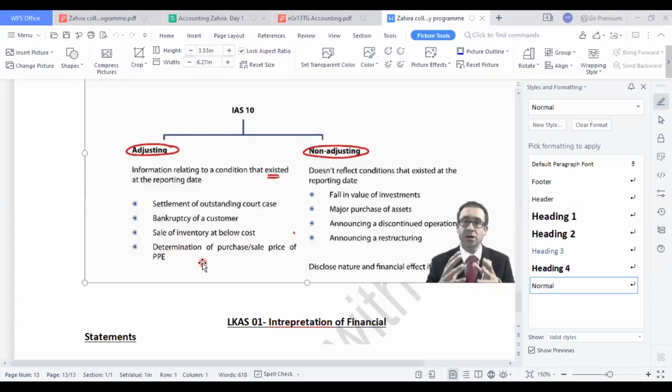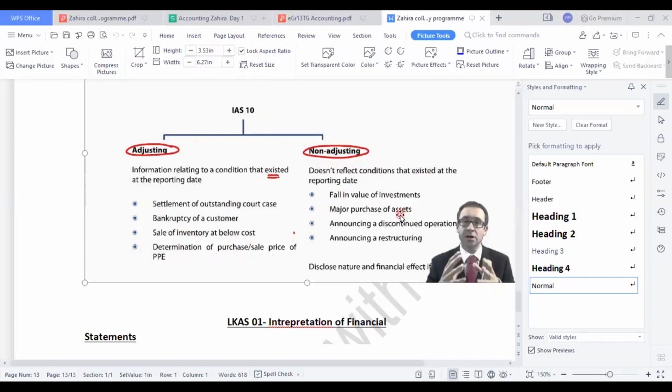Determination of purchase or sale price of PPE. So if you sell some sort of non-current asset, or if you purchase some additions, you should have adjusted it as a part of IAS 10, I mean LKAS 10. Non-adjusting says that it doesn't reflect a condition that existed at the reporting date. So it doesn't happen before that particular 31st March 2021, but for example fall in value of investment.